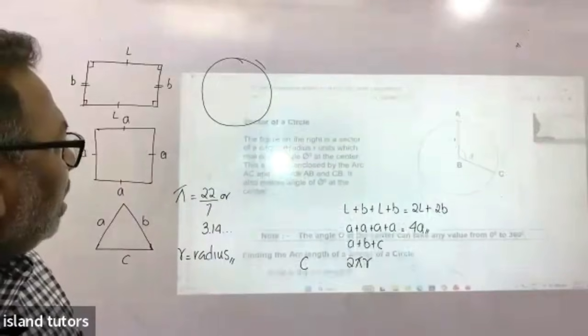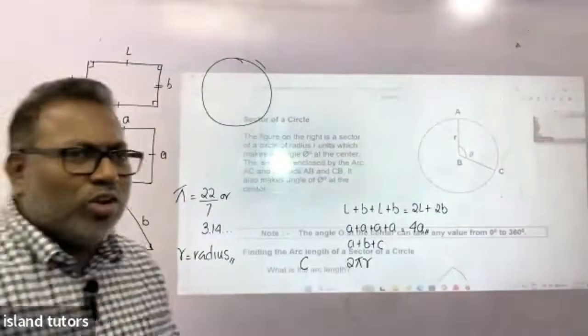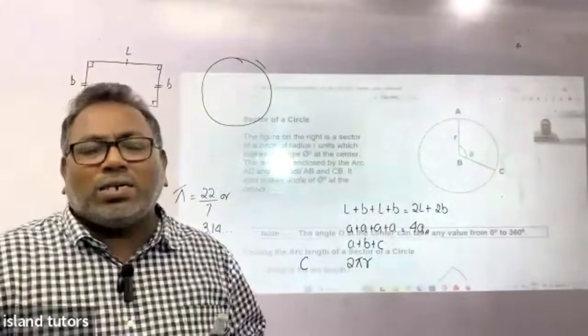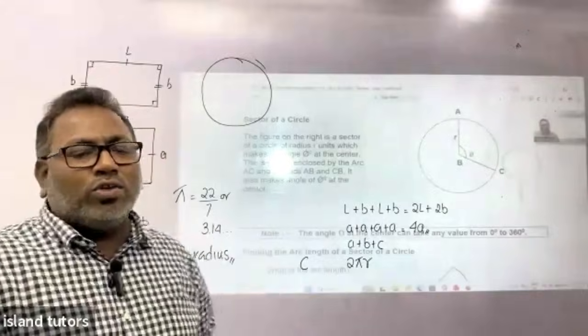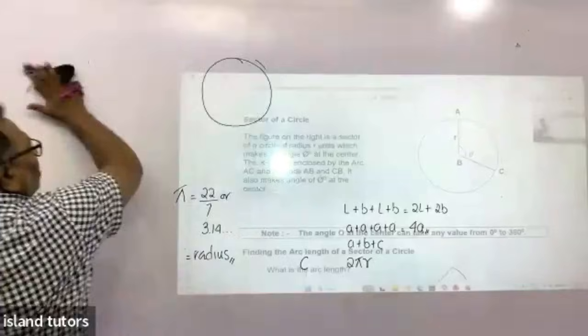So our main purpose now is to find the perimeter of a circle. You're not going to have a full circle all the time. You might have a part of a circle. Then how are you going to find the perimeter of a part of a circle?